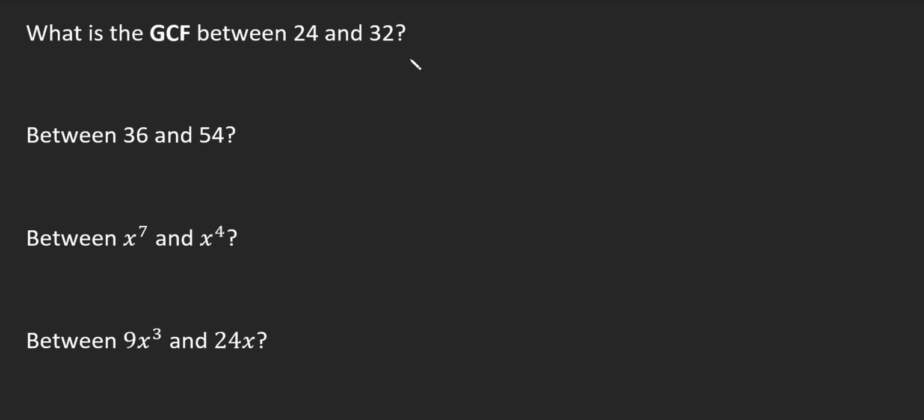Okay, so the GCF between 24 and 32. You need to know the factors between these. It's not 12, it's not 6. In fact, the GCF between these is 8. So 8 is the largest factor. You can't go 16. 16 doesn't go into 24. 12 doesn't go into 32, like I already mentioned.